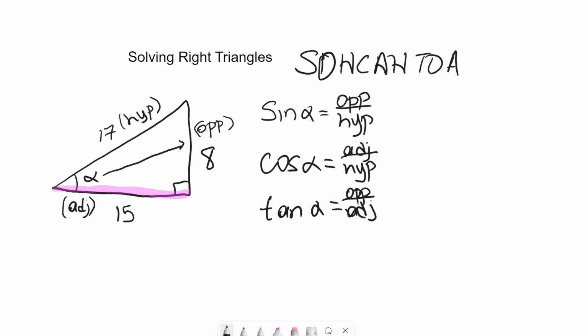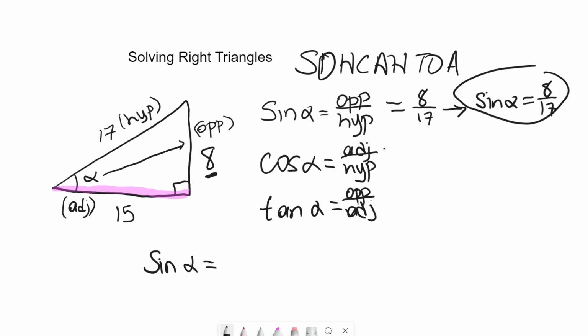Now, let's say we are asked to find all trig ratios, right? So let's say we want to find sine of alpha. Well, let's go up here. Recall, sine is opposite over hypotenuse. So here is my opposite side, which is 8, and my hypotenuse is 17. So sine of alpha in this triangle is going to be 8 over 17.